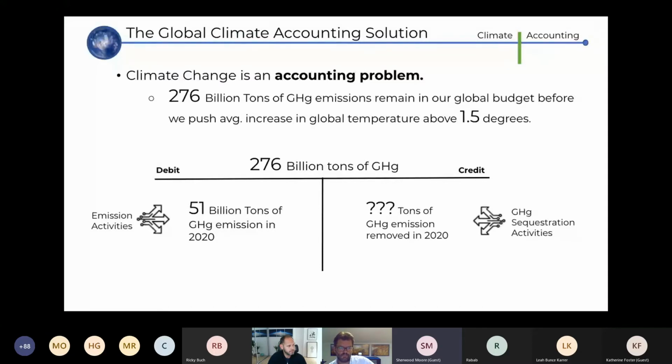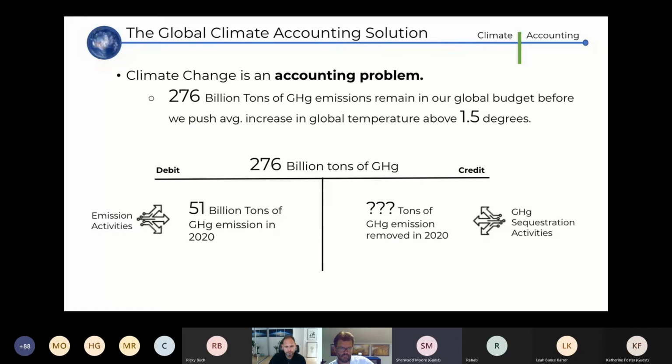And the good news is that climate change can be understood as an accounting problem. We have 276 billion tons of emissions that remain in our global budget before we push the average temperature above 1.5 degrees. So that is our budget. Basically, it means that we have 276 billion tons that we can fit into the atmosphere before we push past the 1.5 degrees.